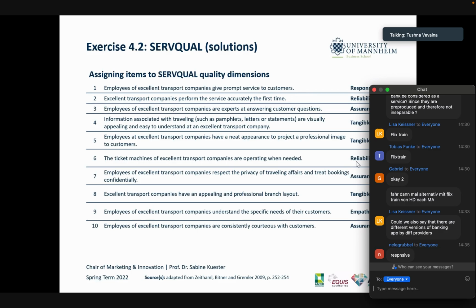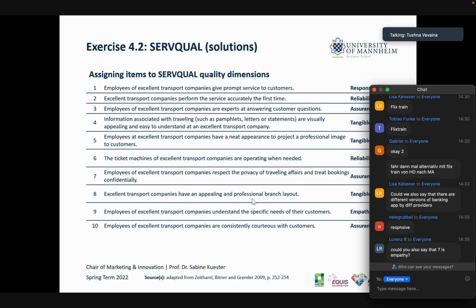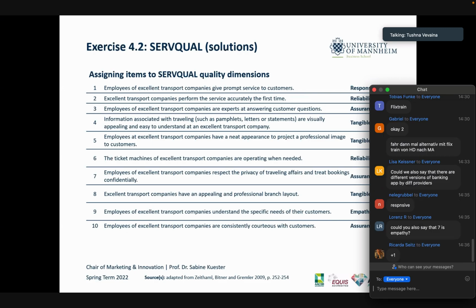Ticket machines, reliability, because they are operating when you need them to operate, so they are very much reliable. Employees of excellent transport respect the privacy of traveling affairs and treat bookings confidentially. This is assurance. You're giving a sort of promise or assurance that we are going to keep your things private. Excellent transport companies have an appealing and professional branch layout. Branch layout is very much visible. You can see it. You can enjoy the layout. It's a tangible.